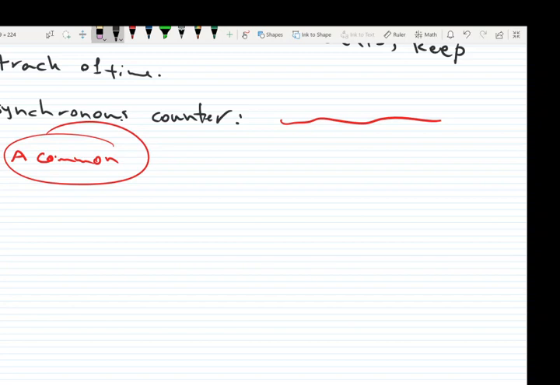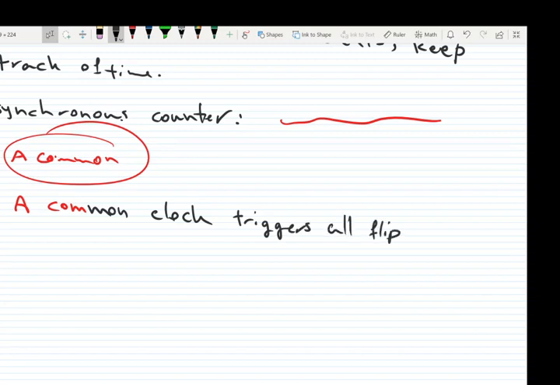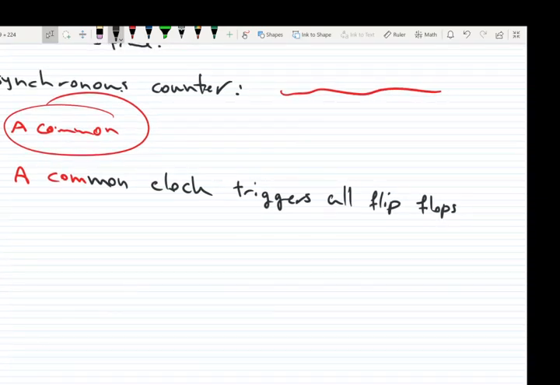So a common clock triggers all flip-flops simultaneously.